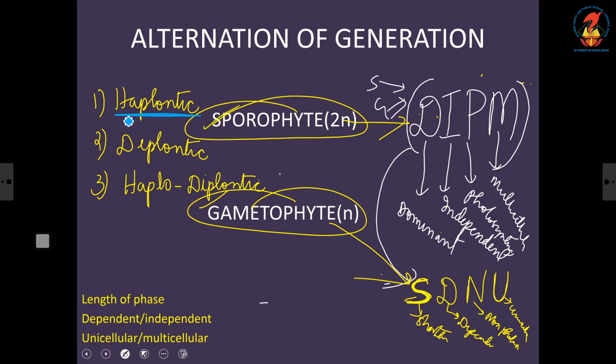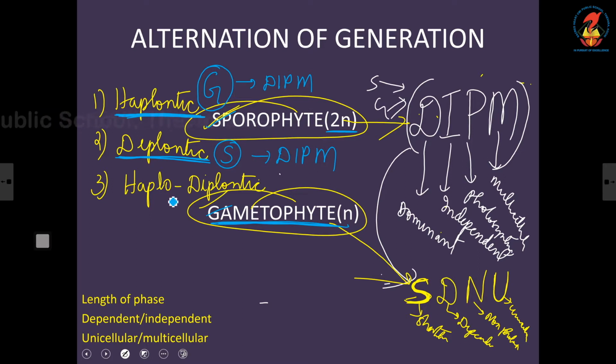In haplontic, you can guess which is haploid, sporophyte or gametophyte. It's the gametophyte. The gametophyte is DIPM. Clear? In diplontic, it's diploid. Which is diploid? The sporophyte. Here the sporophyte is DIPM, dominant, independent, photosynthetic and multicellular. But haplodiplontic is an intermediate condition.